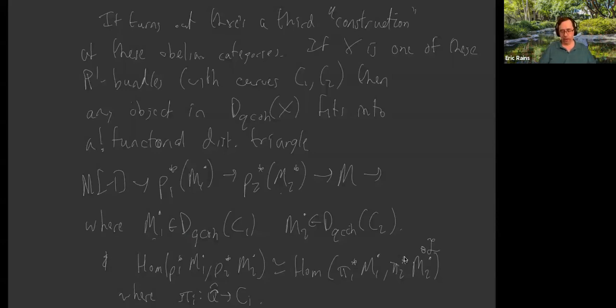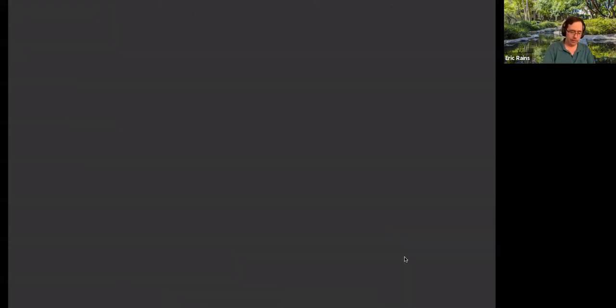So this data, you can think of as a derived analog of an equation. So instead of basically being a connection on a vector bundle, it's a connection on a complex. But it's exactly what we want. Okay. And then this description can be used to construct the derived category.